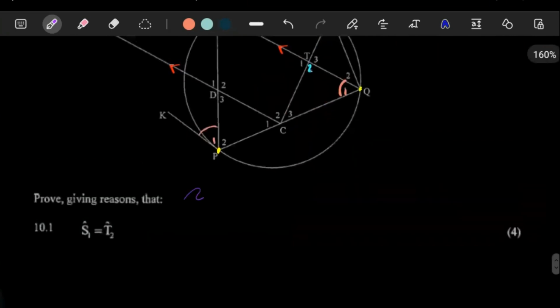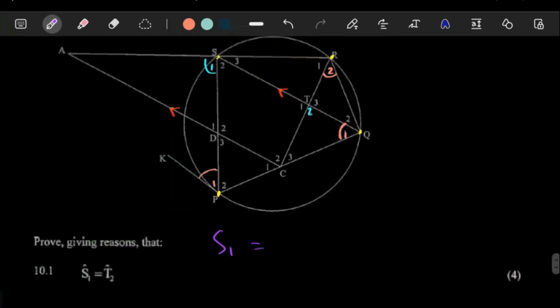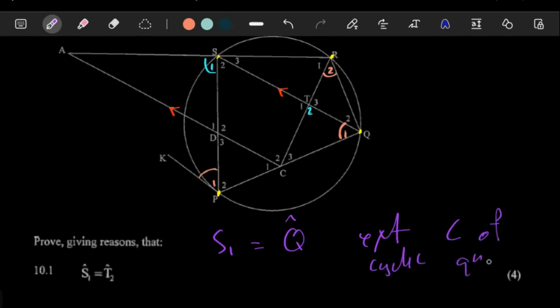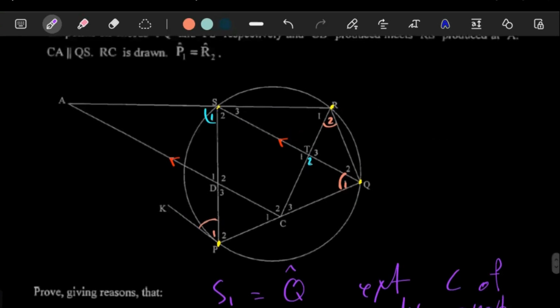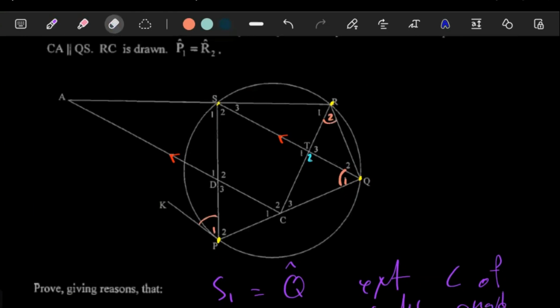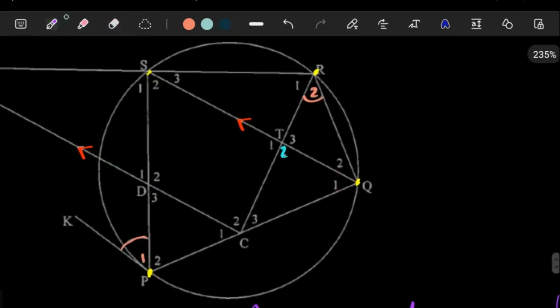So let's even start with what we're saying. S1 is going to be equal to Q. The reason is exterior angle of cyclic quadrilateral. Let's maybe color code, and move this so that we don't get confused. So we have this here equal to that whole thing over there, and we're trying to show that it is equal to this part over here.